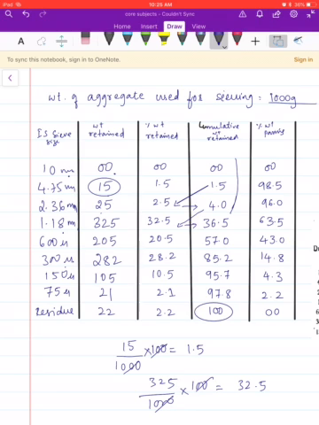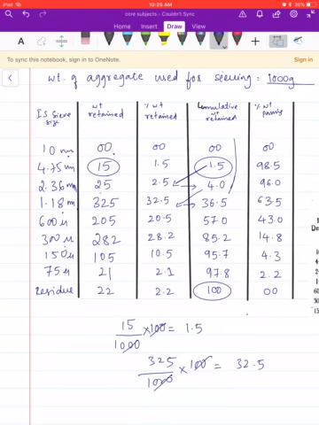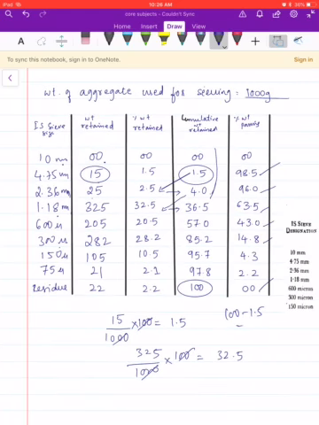Okay. So now percentage weight passing. What we have to do here is subtract this value from 100. For example, 100 minus 1.5 will give us 98.5. Similarly 100 minus 4.0 will give us 96.0. 100 minus 36.5 is 63.5. 100 minus 57 is 43. 100 minus 85.2 is 14.8. 100 minus 95.7 is 4.3. 100 minus 97.8 is 2.2. 100 minus 100 is 0. So this is how the sieve analysis is carried out.